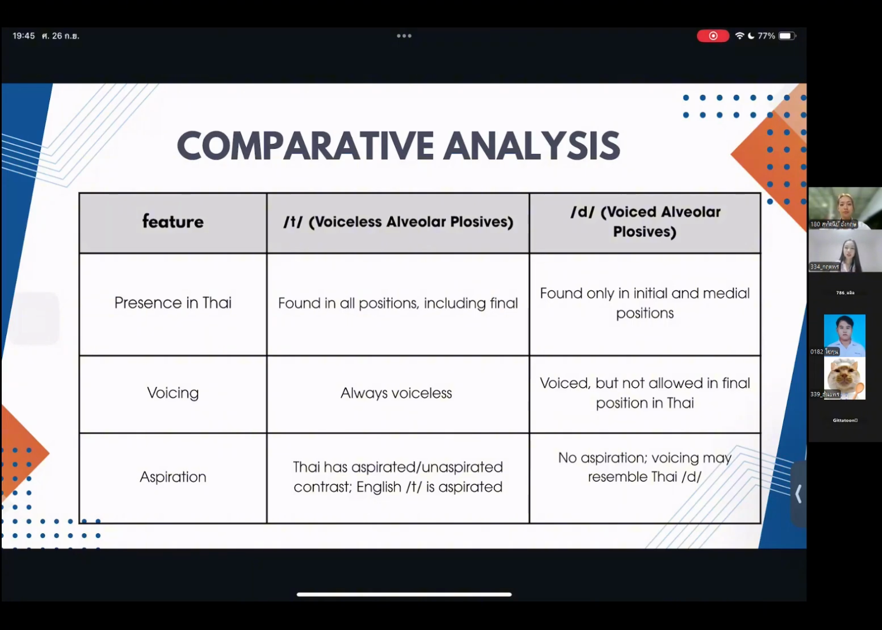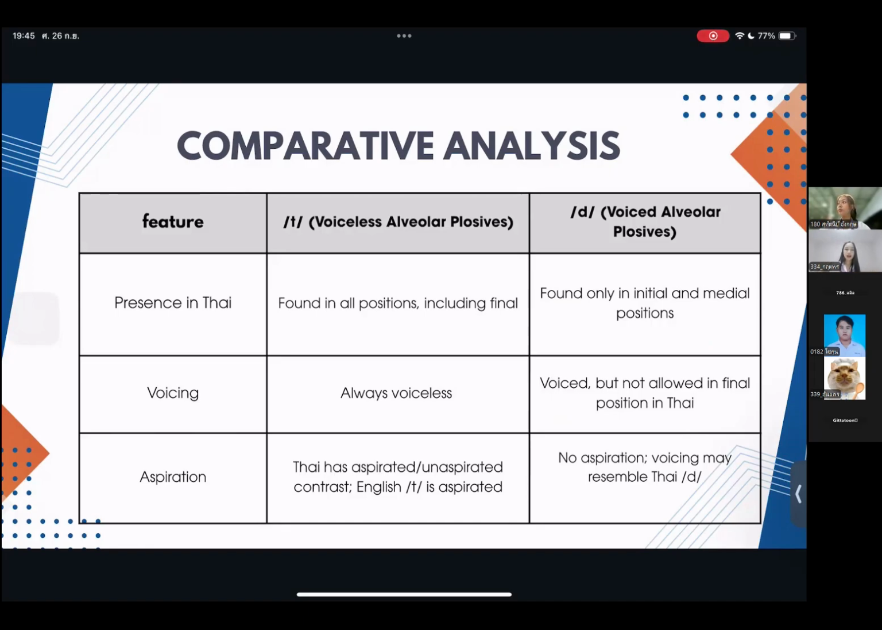But there are also important differences. For the T sound, the key challenge is aspiration and the lack of final release. For the D sound, the main issue is voicing, because Thai doesn't allow a voiced stop at the end of a word. That is why "bad" often becomes "bat" and "land" becomes "lant."